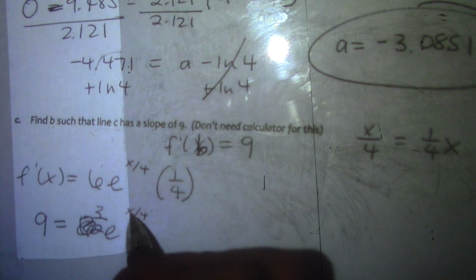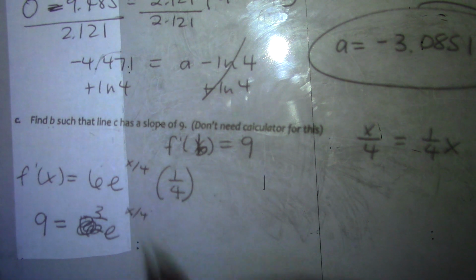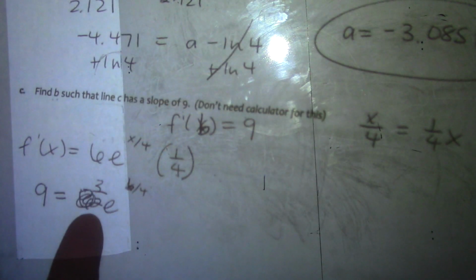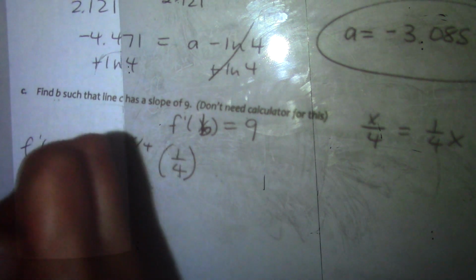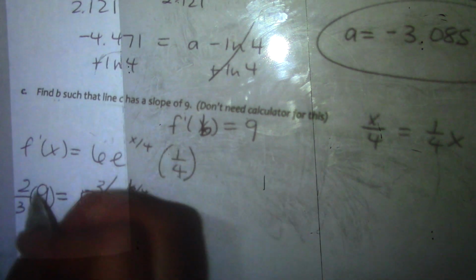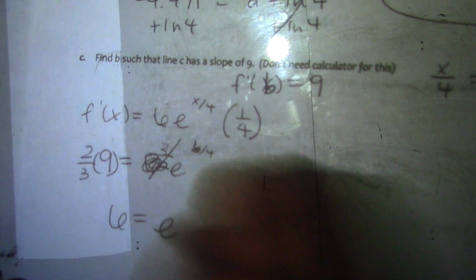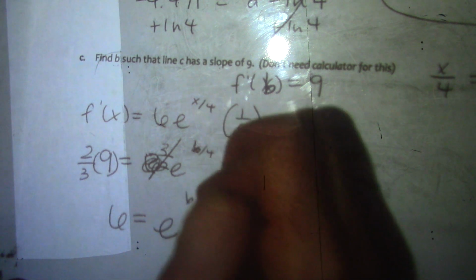Alright, and we're looking for this x value. If you want to call it b, it doesn't matter. Let's call it b. Now we need to get rid of the 3/2, so that's by multiplying by 2/3. That goes away. This is 18/3, which is 6. So 6 equals e to the b/4.